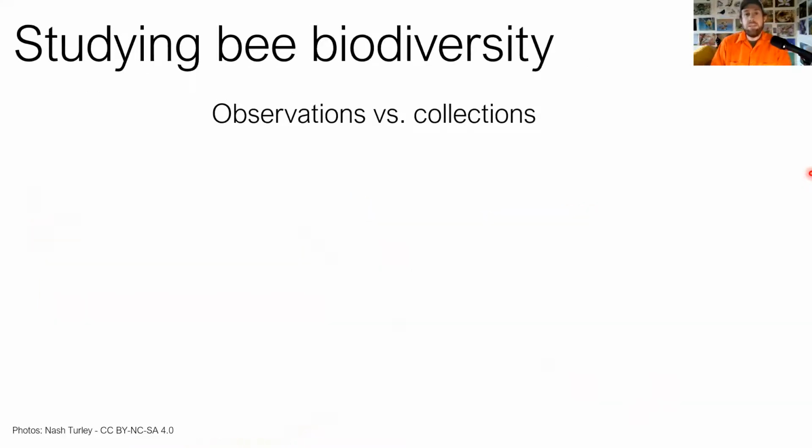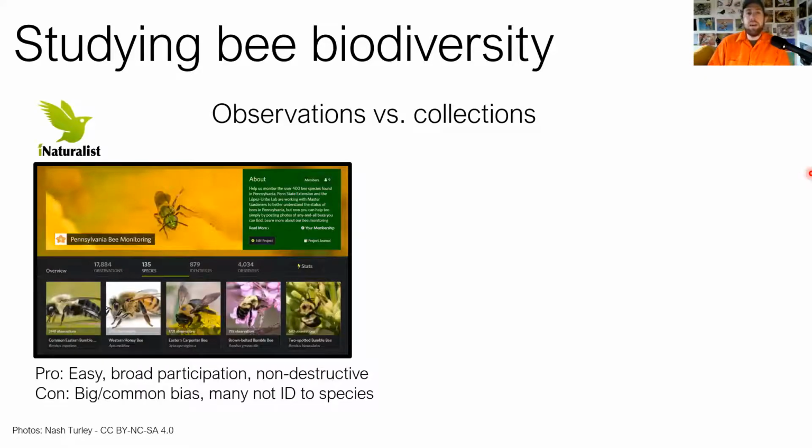So when we're studying bee biodiversity, there's two main ways we can do that. First is with observations. That can be just visual observations or with photos. And a common approach for that is to use iNaturalist, which is an amazing service. I love it. And there's a lot of benefits to doing that, including that it's easy. You can have a lot of people participating. You don't have to kill any bees to do it, which is great.